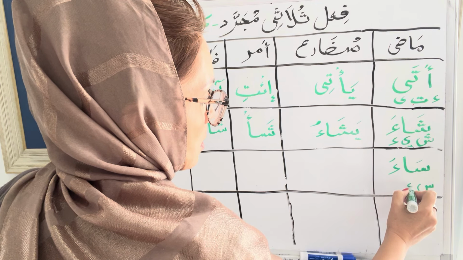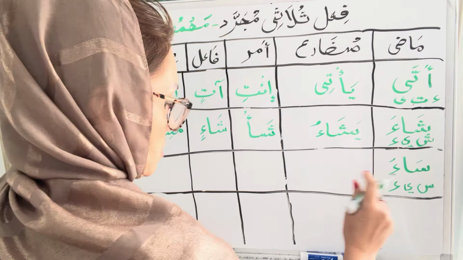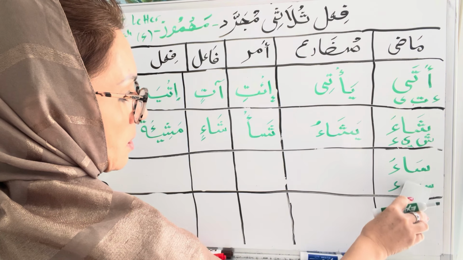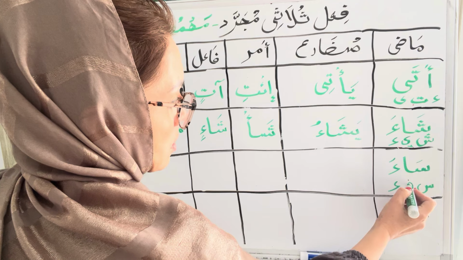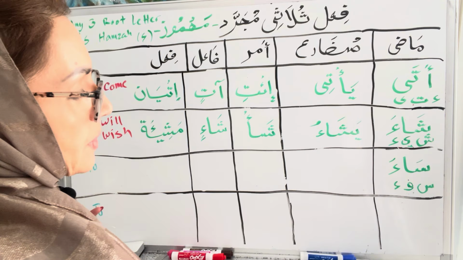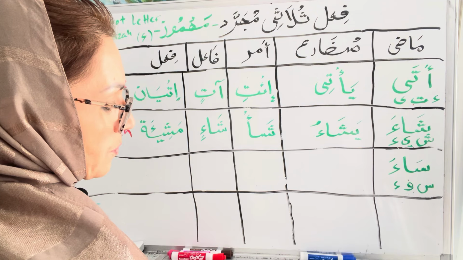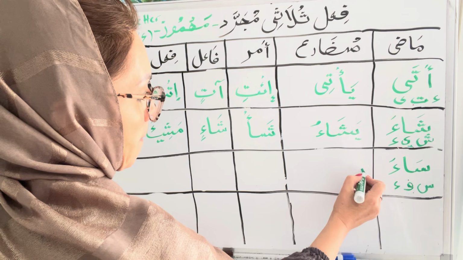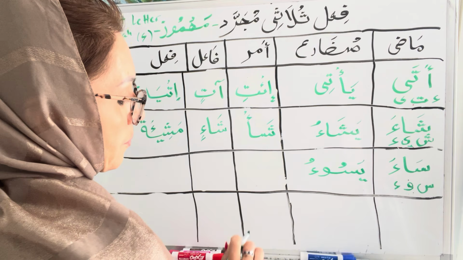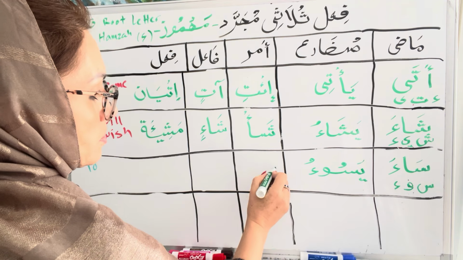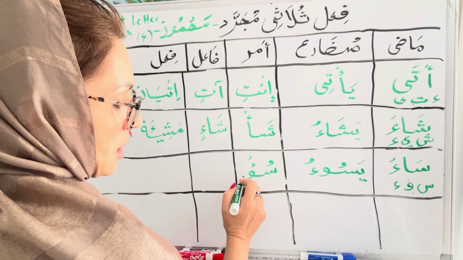Sorry, this one is like so. And this is a waw. Seen, waw, hamza. Sa'a, yasa, yasu'u, su, sawi.